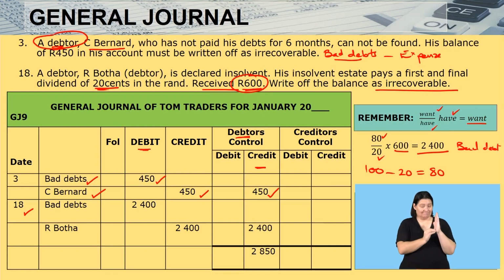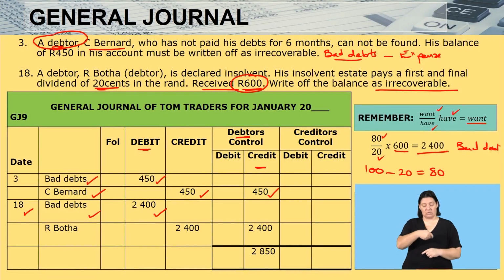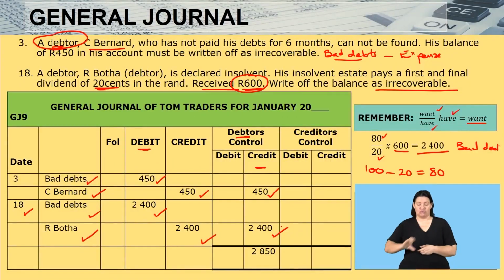Remember, when you're recording bad debts in the general journal, you will debit bad debt because it is an expense. So I debit here 2,400. And I'll credit now Arbotha, who is my debtor. And once I credit Arbotha, who is my debtor, I have to understand that it does affect my debtor's control. It decreases my debtor's control because the debtor cannot pay. So I'll come to my debtor's control and I credit it now with 2,400.